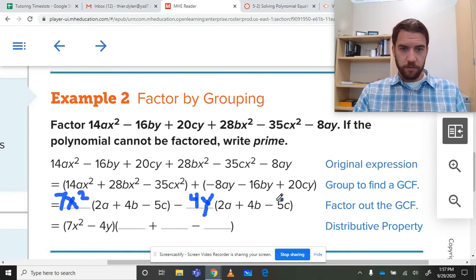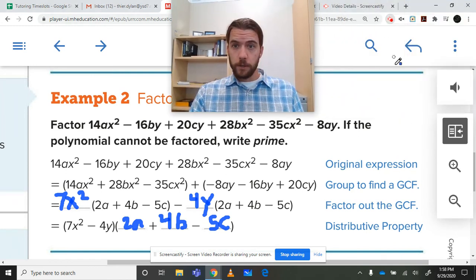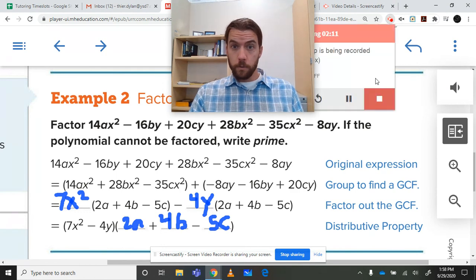2a, 4b, minus 5c. So we have 7x squared and -4y both being multiplied, the distributive property, both being multiplied by 2a, 4b, and -5c. Okay, so find those groups that share the common term, group them together, and then just factor them like normal. That's all there is to it. And with that, we are done with example number 2.